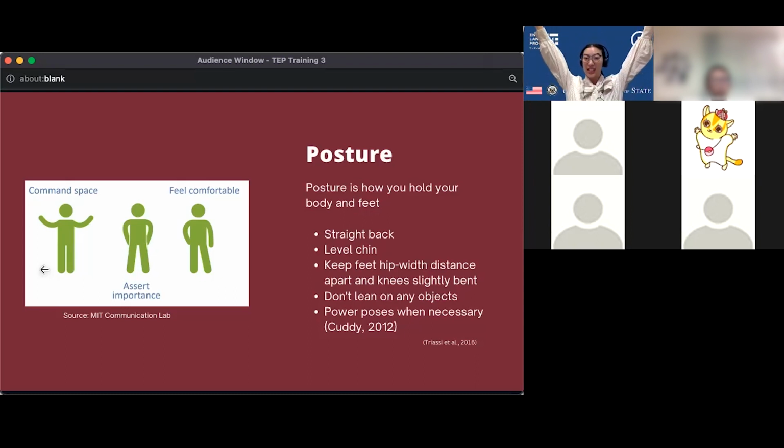So commanding the space, asserting importance. I'm sorry, you can't really see what I'm doing, but asserting importance and feeling comfortable. These are all poses that she recommends. You can do it for 30 seconds to 1 minute before the presentation, meeting, competition. And this will actually boost your confidence and your mood.